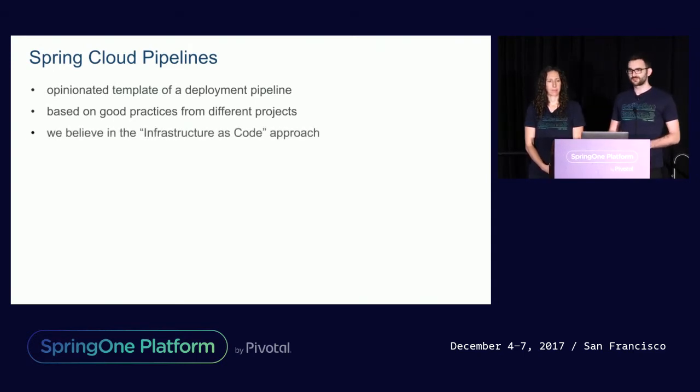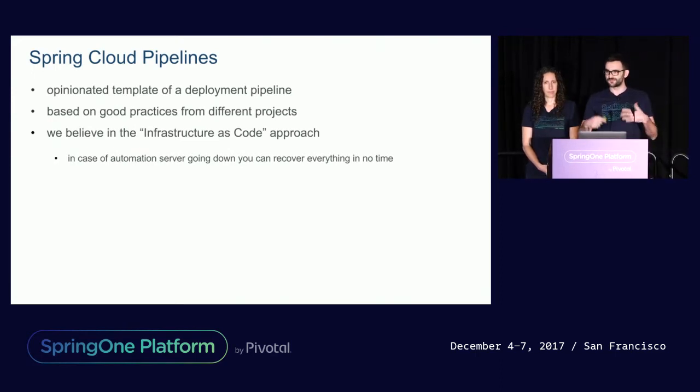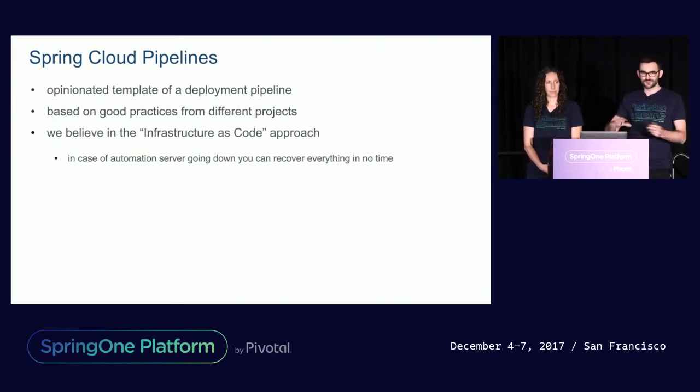And we believe in the infrastructure as code approach. So what does it really mean? It means that, for example, you have an automation server and it goes down. We don't believe in the case that you have this server that you cherish and you click around and it's been there for ages. Because if there's a fire in your company and this server goes down, you'll cry because you love the server and it's dead. So no, that's not the way to go.